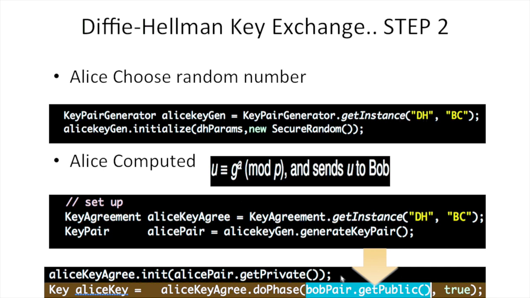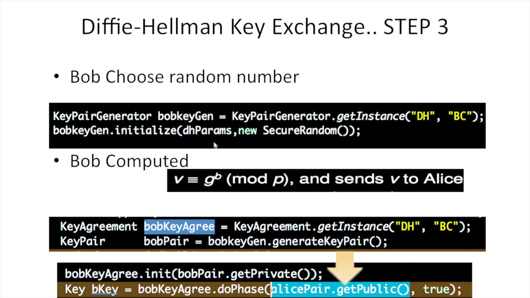Similarly, Bob will choose a random number, the same process using the KeyPairGenerator, and the algorithm is Diffie-Hellman and the provider is Bouncy Castle, and will choose a new SecureRandom and initialize with the DH parameter with the P and G. Now Bob will compute v here and send v to Alice. So it will follow the same process. It will create a key agreement, the Diffie-Hellman API and the Bouncy Castle provider, and when it's sent to Alice, it will use Alice's public key.